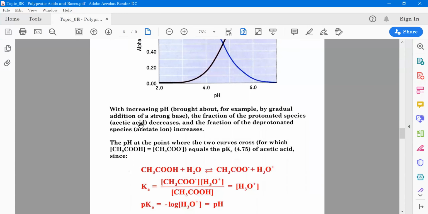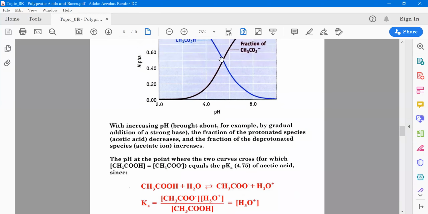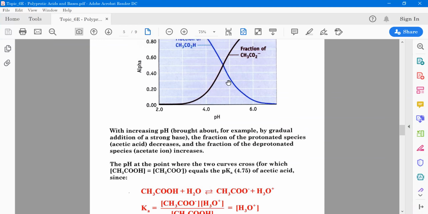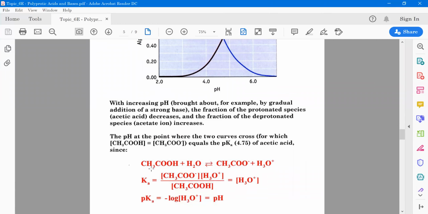So now let's look at the equilibria that are involved here, so you can see where the statement I just made comes from. The pH at the point where the 2 curves cross, right here, is the pKa. Why can I say that? Well, at the point where the 2 curves cross, it means that the concentration of acetic acid is identical to the concentration of acetate. They both have the same concentration at that point, of course, because they're crossing here, they're equal.